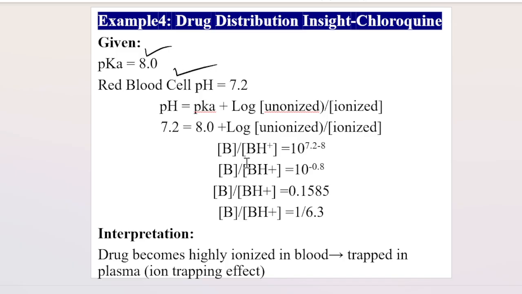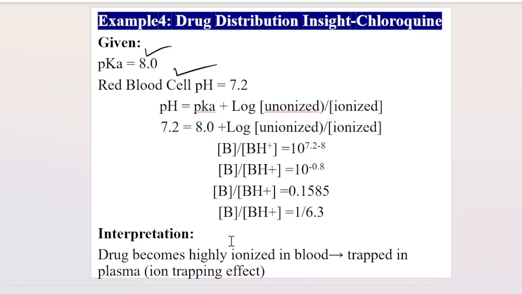Our answer will be equal to minus 0.8, and by taking the anti-log our answer will be equal to 1 divided by 6.3, which means that one molecule will be unionized and 6.3 molecules will be in ionized form. So this ratio of 1 to 6.3 exists between the unionized and ionized form of that drug.